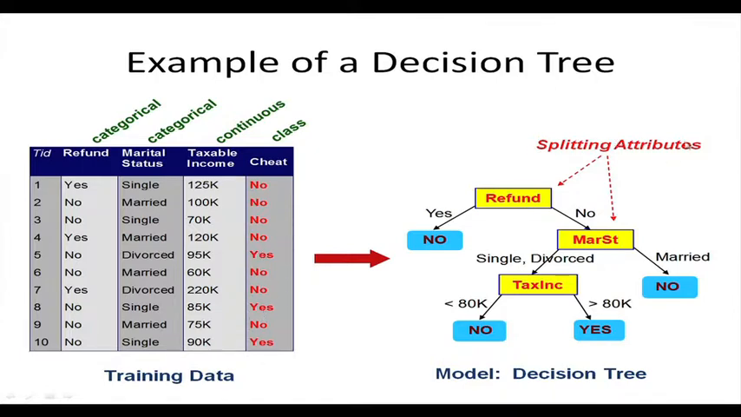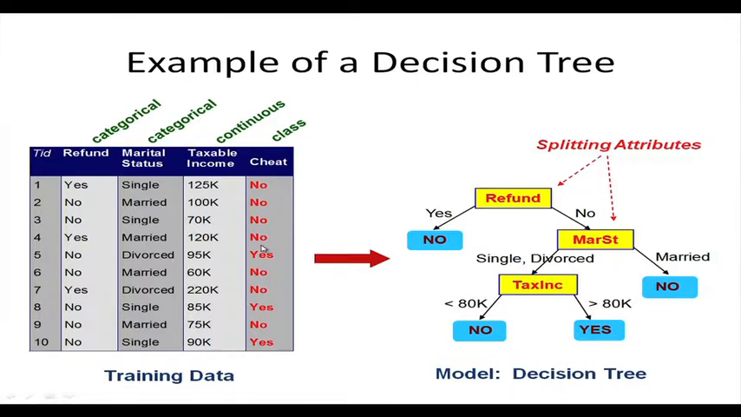So, the splitting attributes are refund, that is the first one. Refund is yes or no, that you can see. Refund is no, and then you look at the marital status. In marital status, whether you are single or divorced. If you are married you are not going to consider, then you are going to see what is the taxable income, is it less than 80,000 or more than 80,000, and then again you have no and yes. So, this is what we know as a decision tree.